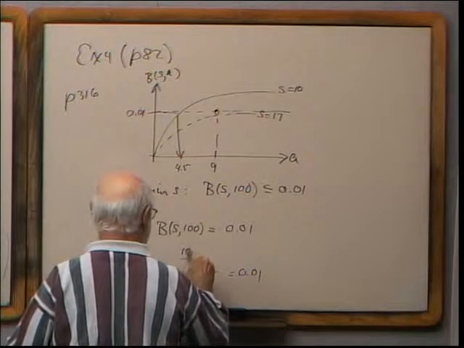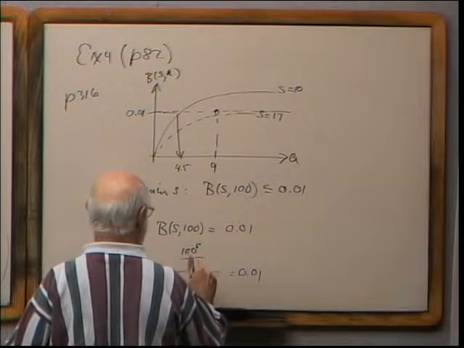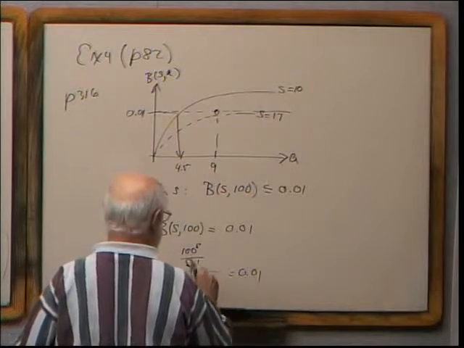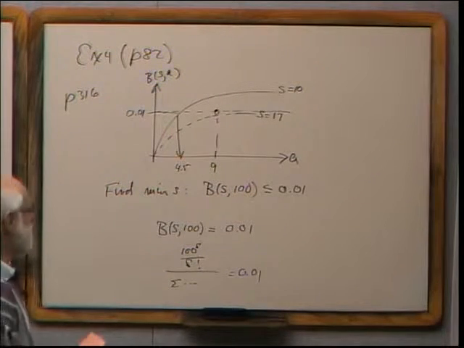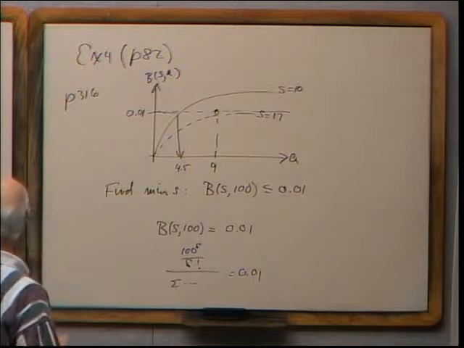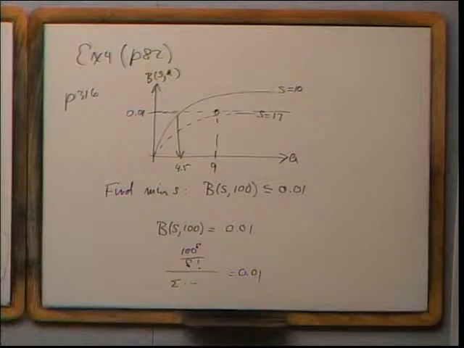100 to the S over S factorial, and I have to find the value of S that satisfies that. So the way I'm going to do it is I'm going to use the formula that I wrote right here and write a little program for it. I'll write it in BASIC. And in fact, I have it written on a little calculator.